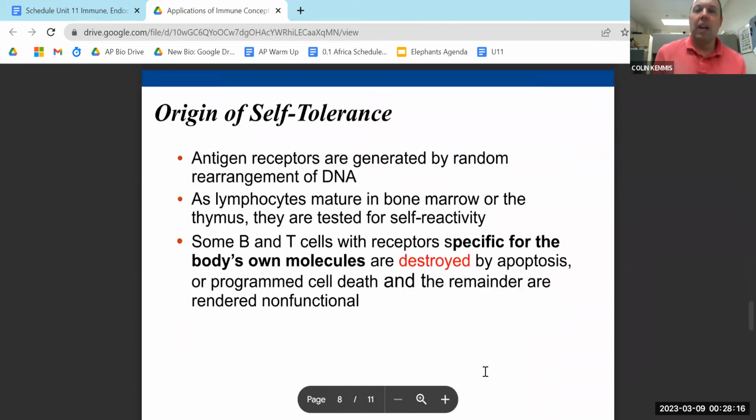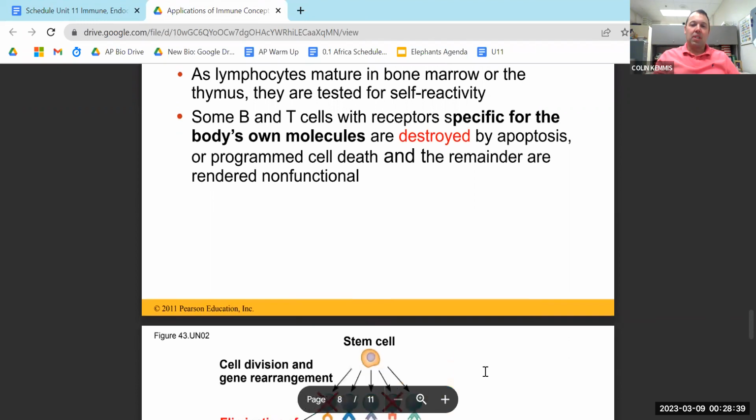So there's actually a way that we can help eliminate some of this. And the body does it naturally by apoptosis. It will find those lymphocytes that have antigen detectors for our own cells and destroy them. Remember, apoptosis is a pre-programmed cell death. So here's kind of how that works.